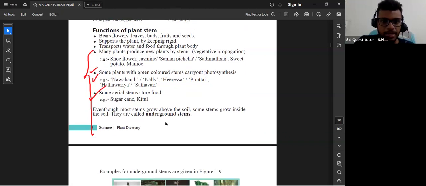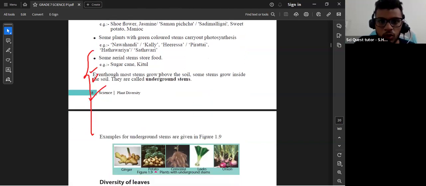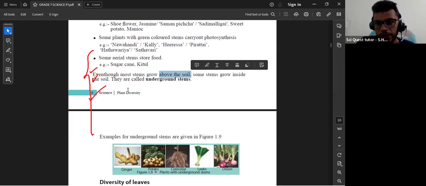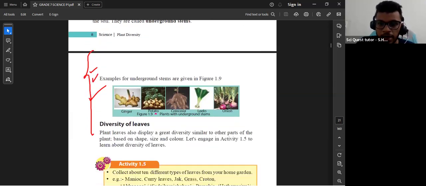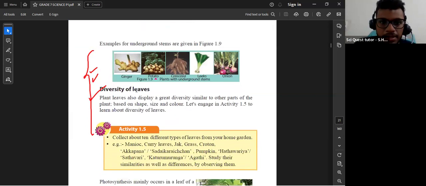Right. Okay. So even though most stems grow above the soil, some stems grow inside the soil as well. Some are growing above the soil and some are growing inside of the soil. Examples are ginger. Ginger stems actually grow from the root region of the plant. Potato, you never get potato from the upper part of the plant.